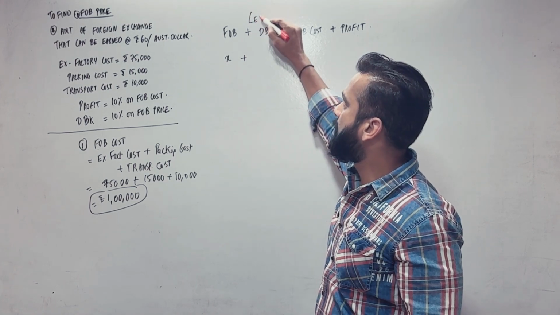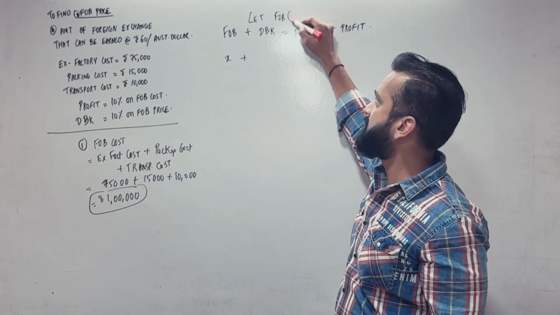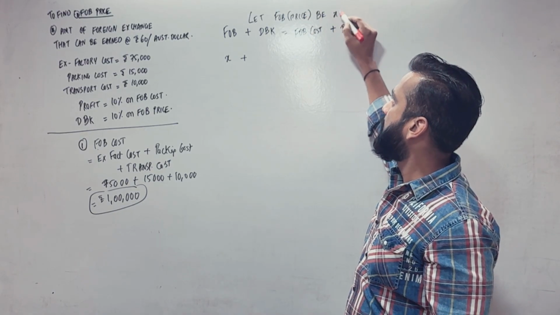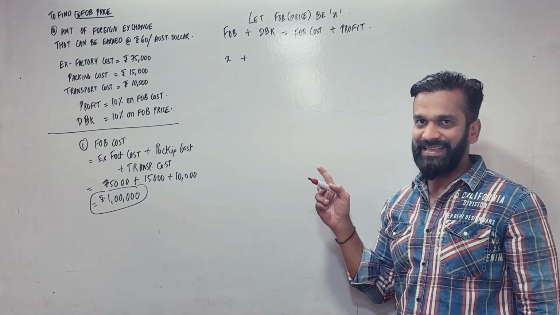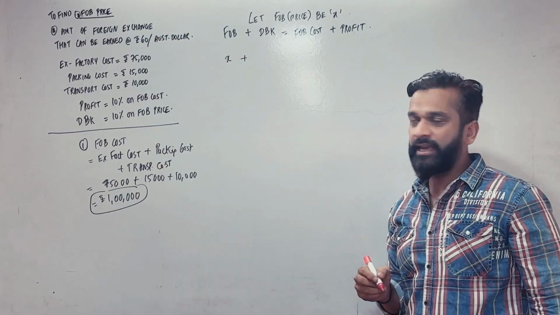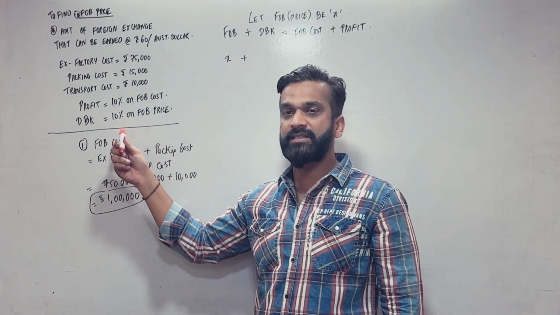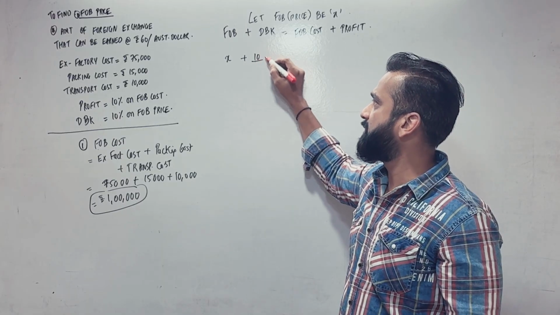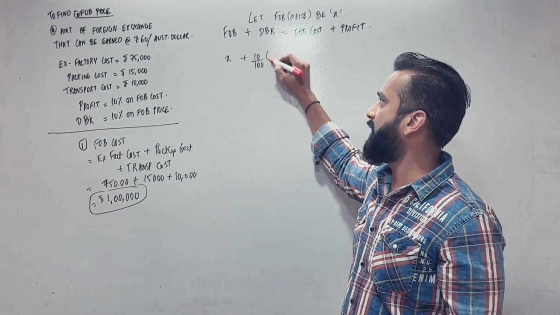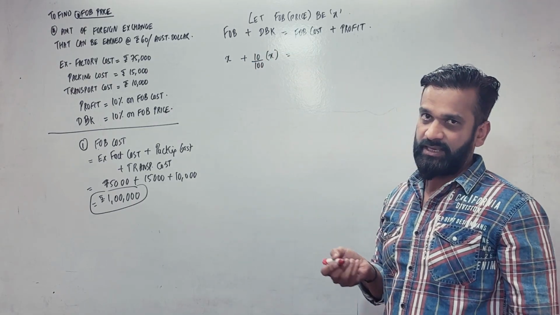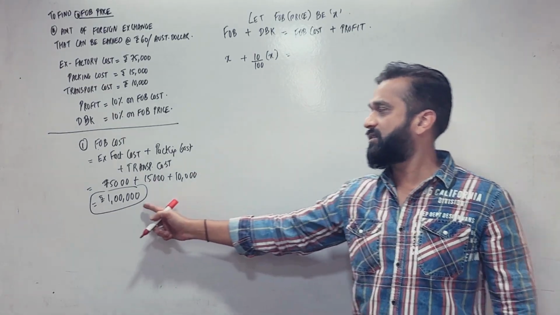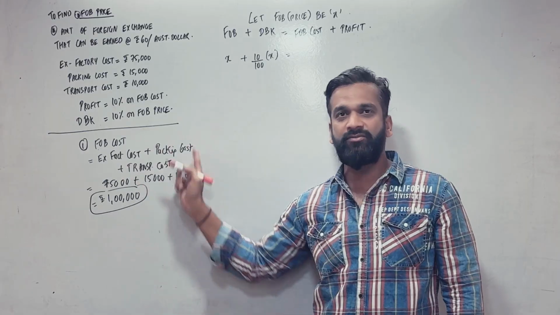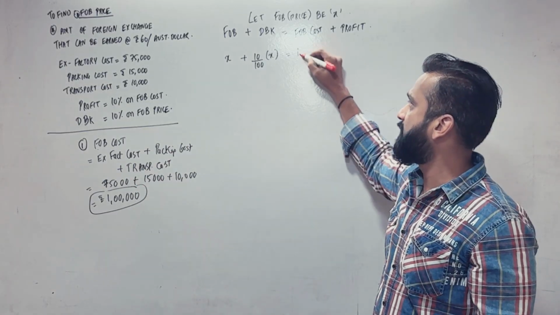Yes, so I can write, let FOB price be X. So FOB price is X plus, what is DBK? DBK is given 10% on FOB price. So it is 10%, means 10 upon 100, of FOB price X, is equal to, what is FOB cost? Just now I have calculated here. The FOB cost is the addition of all the expenses, that is 1 lakh.